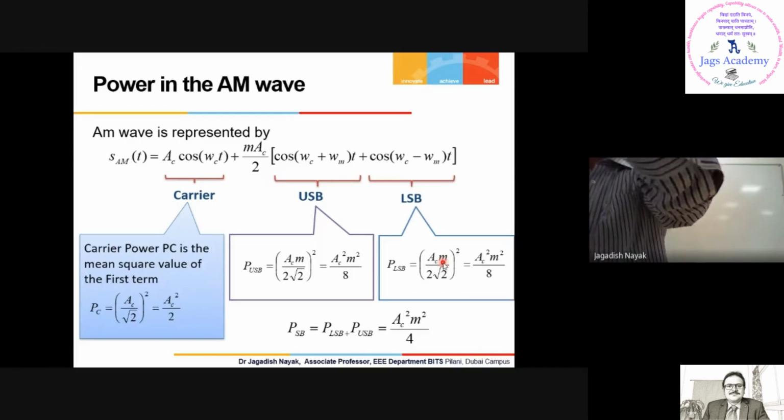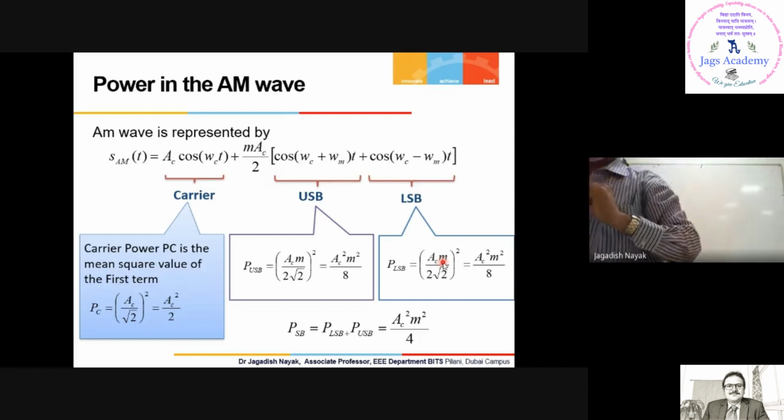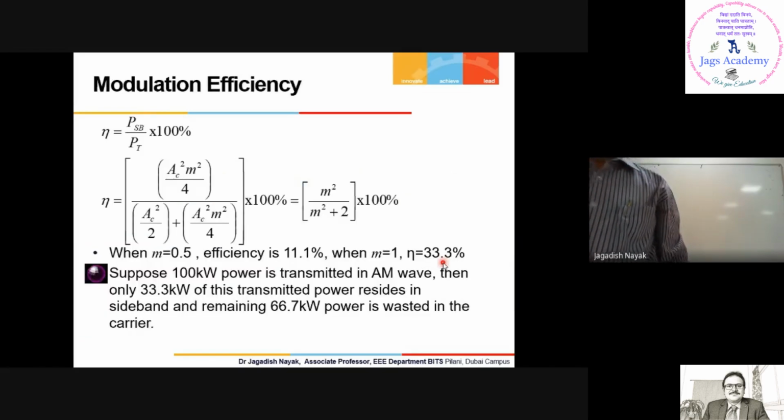Hope all of you understood how I got the power in the carrier, the power in the upper sideband, and the power in the lower sideband. It is just simple. This is what you studied in your electrical science, right? How do you find out the power? Yes or no? This is what you get.